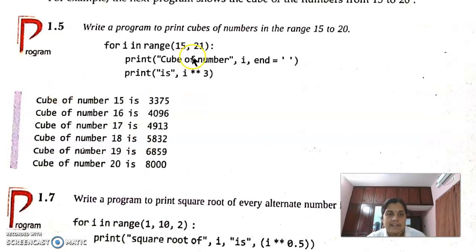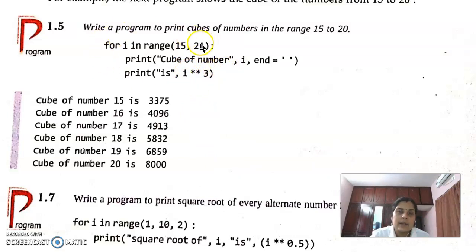So there are some examples to print the cube of numbers in range 15 to 20. To find the cube of a number, we are supplying 15 to 20. That means we are supplying index from 15 to 21. First it reaches here. Then print is i star star 3, which means 15 star star 3. Like that 15 cube is performed.